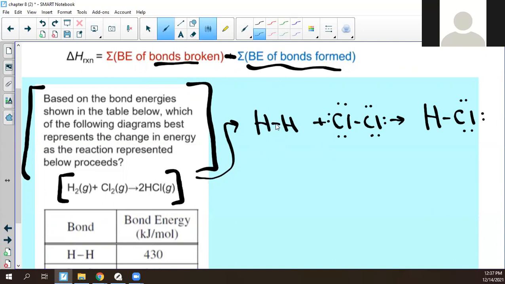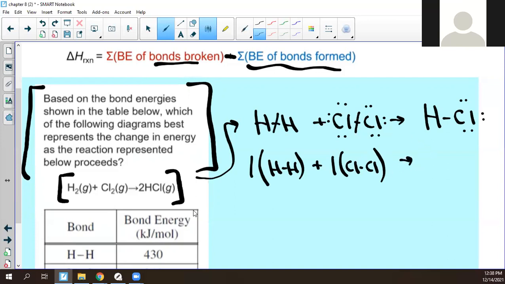In this, we broke one H to H bond. Are you okay with that? Then we broke one Cl to Cl bond. And over here, we had two. I didn't draw the two, I guess I should have. The two was from the balanced chemical equation. We had two H to Cl bonds. Are you okay with that? These are the bonds broken. These are the bonds formed.